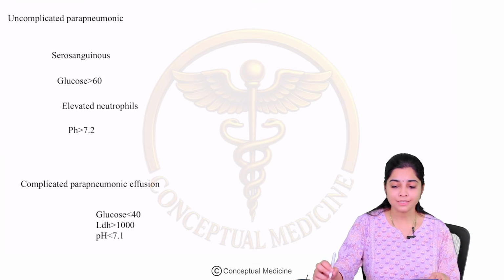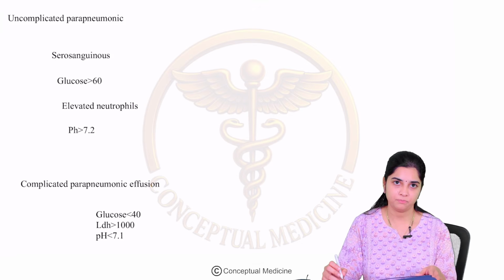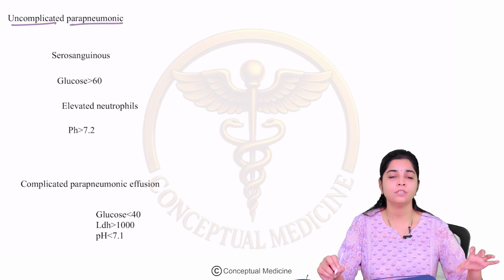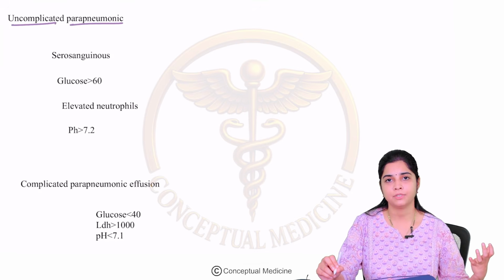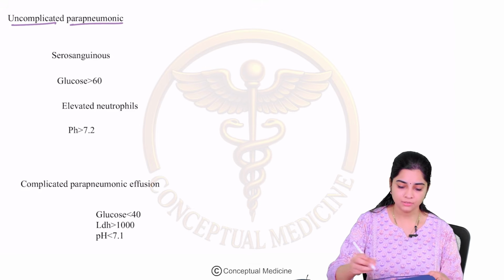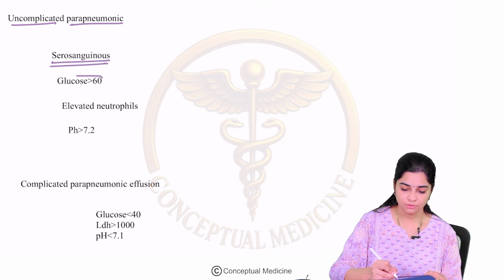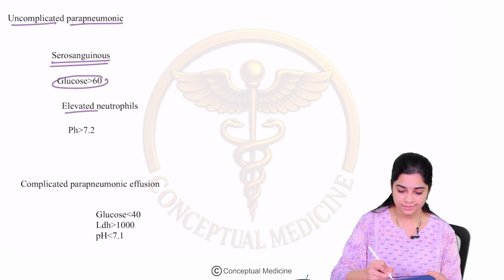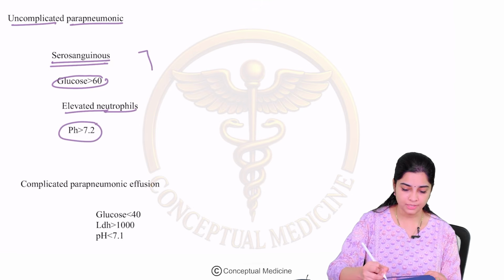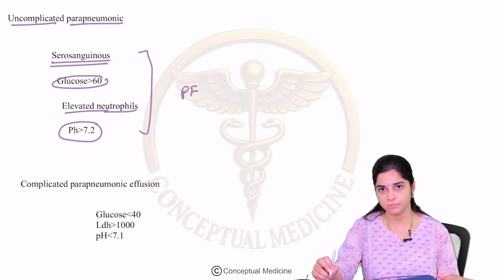Okay, so now let us look at some of the most important etiologies for pleural effusion one by one. In an uncomplicated parapneumonic effusion, you have a pneumonia and you have a parapneumonic effusion, right? So when do you call it uncomplicated? Uncomplicated is when the pleural fluid is serosanguinous in nature, the glucose levels are more than 60, it is predominantly neutrophilic, and the pH is more than 7.2. So this is about the pleural fluid characteristics of an uncomplicated parapneumonic effusion.